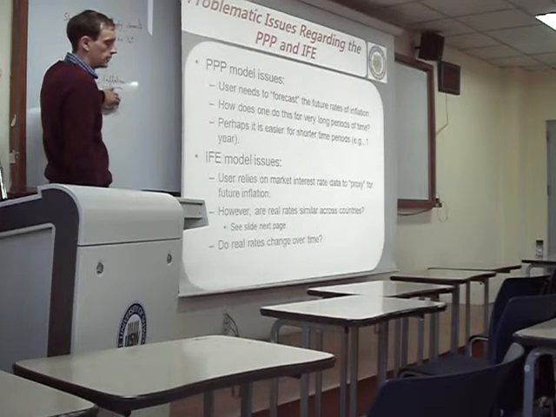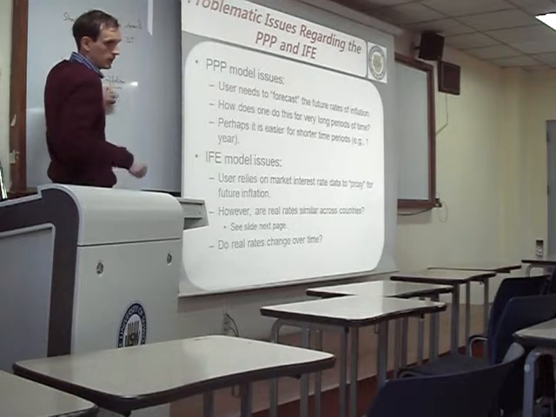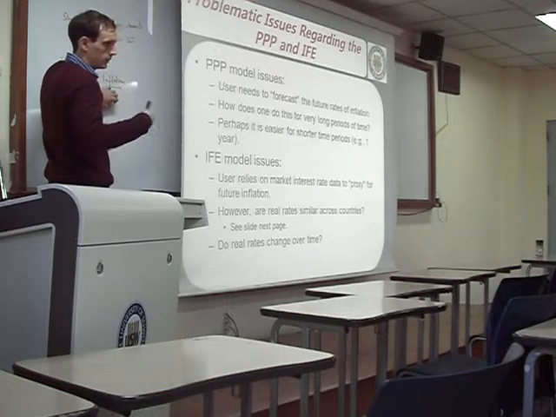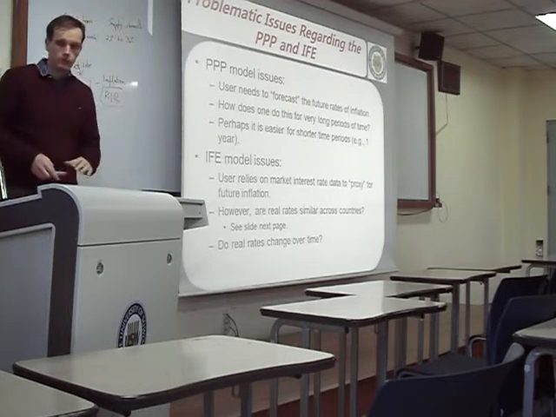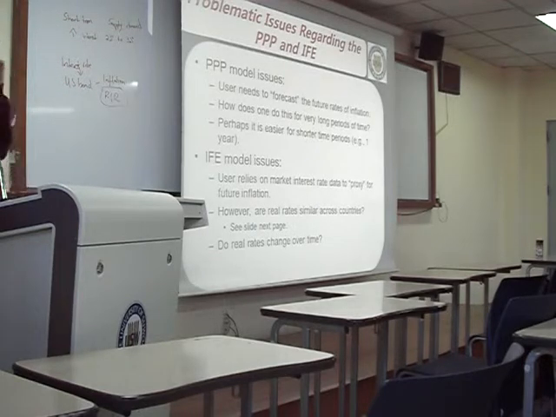People have the same patience across different countries, because now we have a globalized world, so people can invest anywhere. But in reality, it might not be the same across countries. People might have some home bias. They might prefer to invest in their home country. So they might be able to accept a lower real interest rate in their home country than in another country. So the interest rate might not be only on inflation.